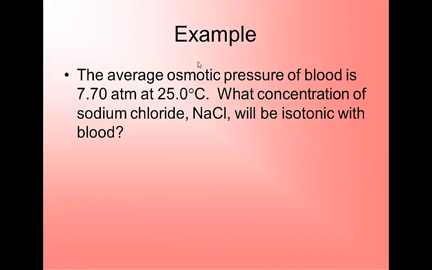All right, so here's an example that I'm going to work. They give me the average osmotic pressure of blood at 7.7 atmospheres, and they want to know what the concentration of sodium chloride is. All right, first, sodium chloride is a salt. It's going to have a larger effect on osmotic pressure. There are 2 ions in sodium chloride, so it is going to have an effect on it. So we need the concentration of sodium chloride. We're going to be looking for the molarity of sodium chloride that's going to be isotonic with blood.